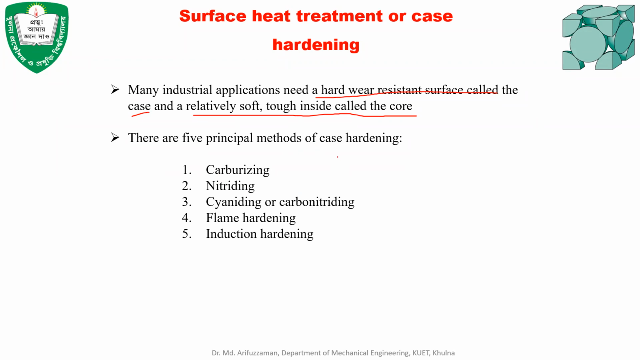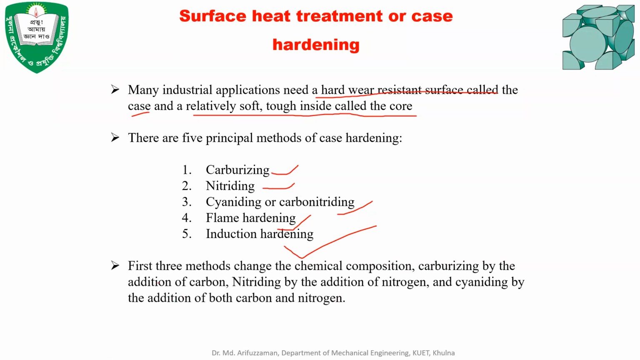There are 5 principal methods of case hardening: carburizing, nitriding, cyaniding, flame hardening, and induction hardening. These are 5 different methods that can be used for surface heat treatment. The first 3 methods actually change the chemical composition. That means the chemical composition of the metal surface is changed to obtain the hardened property, to increase the hardness.